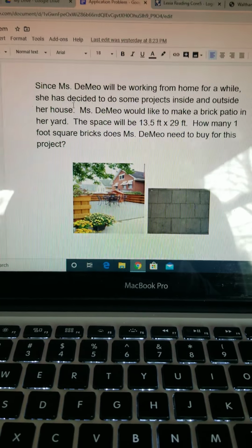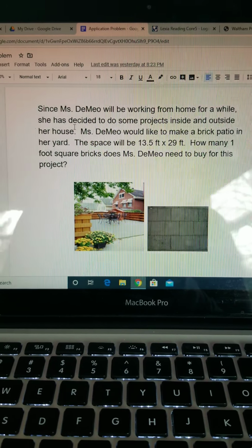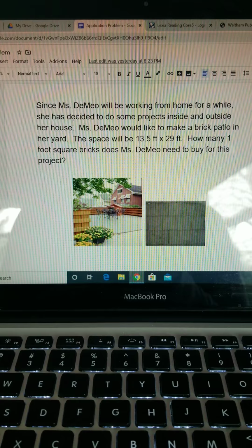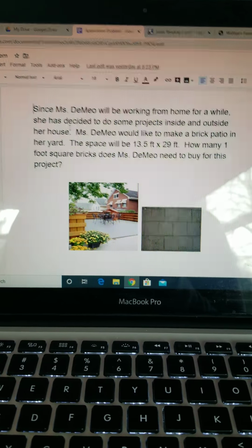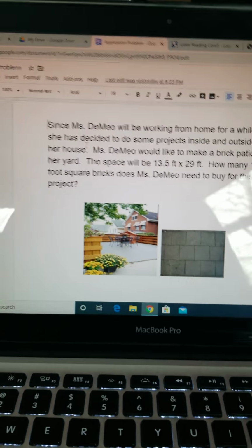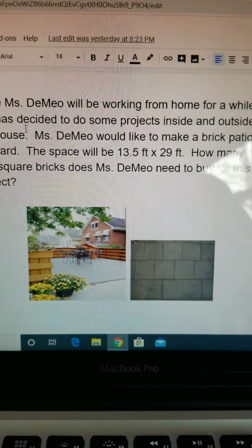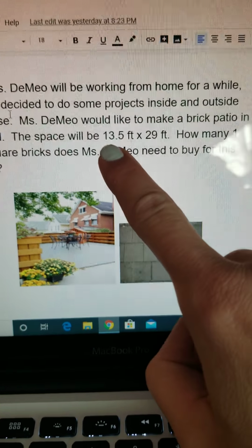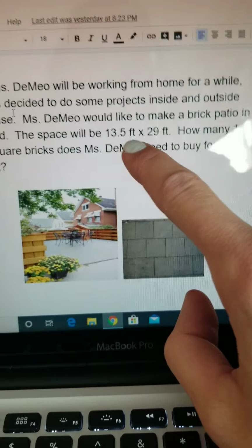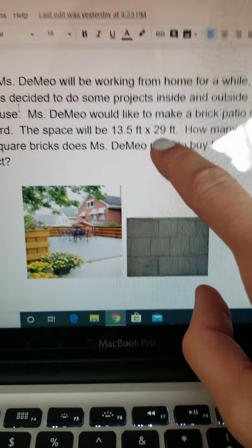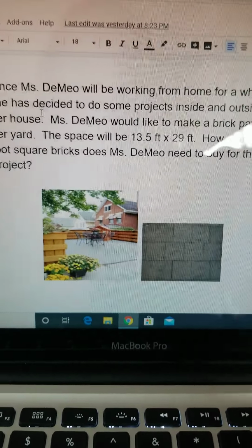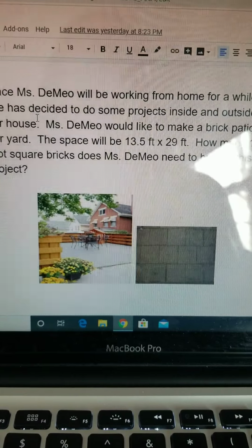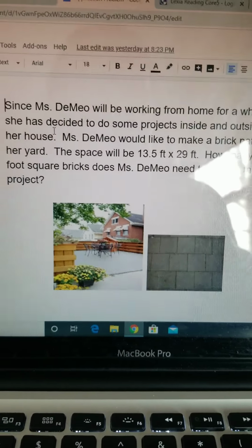All right, so to find out how many bricks I should buy for this patio project, we're going to start by multiplying, okay? If you look at the problem, it's telling us right here, 13 and 5/10 feet times 29. That's going to tell us how big the area is, or the space inside my patio, okay?